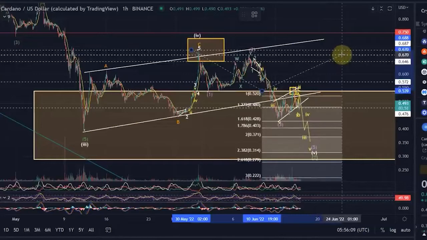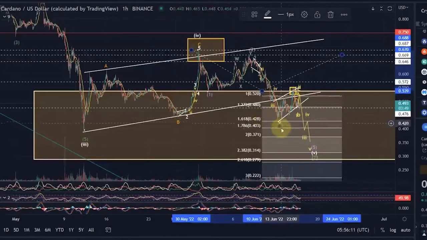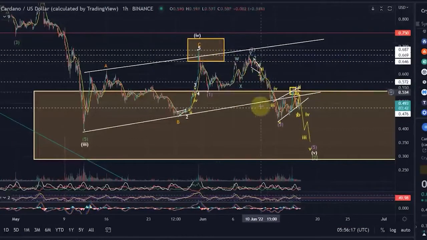Yeah, we didn't quite get there. I think it was 43 cents was the target. We came to 44.5, or 43.5. That is close enough for me. Came down in a wave 3. We're moving up again in a wave 4.